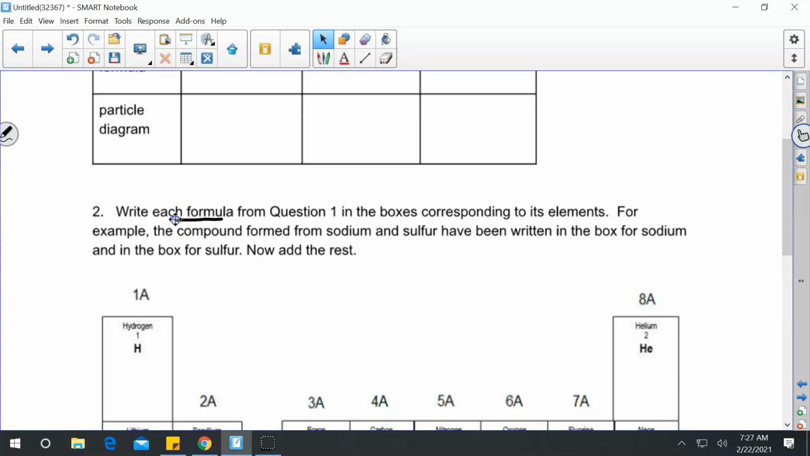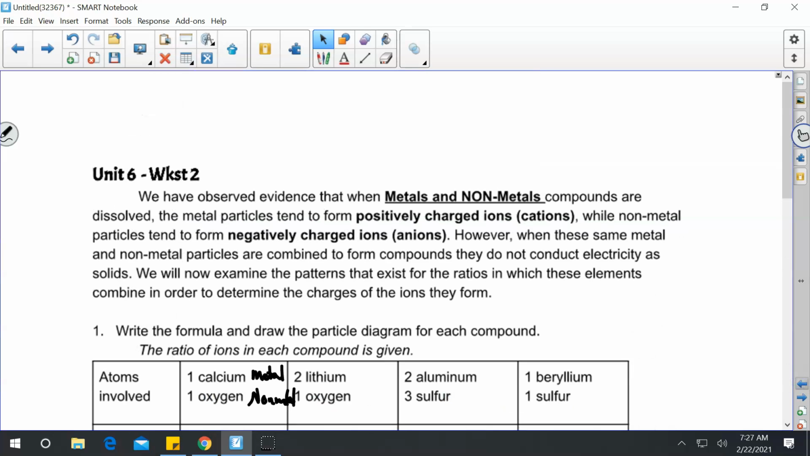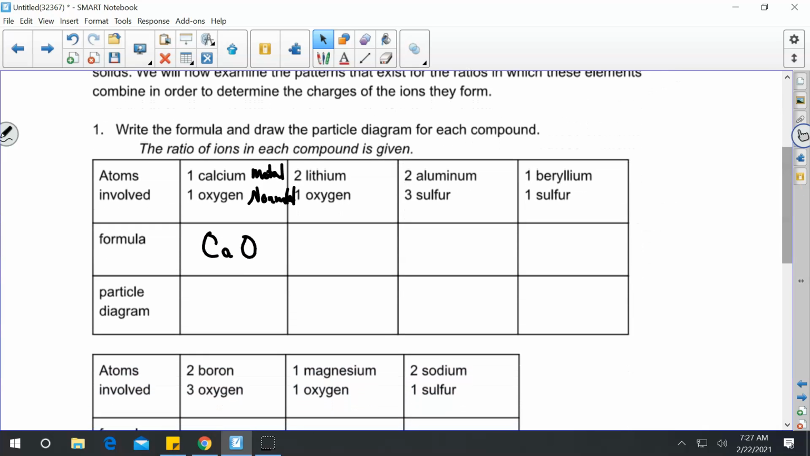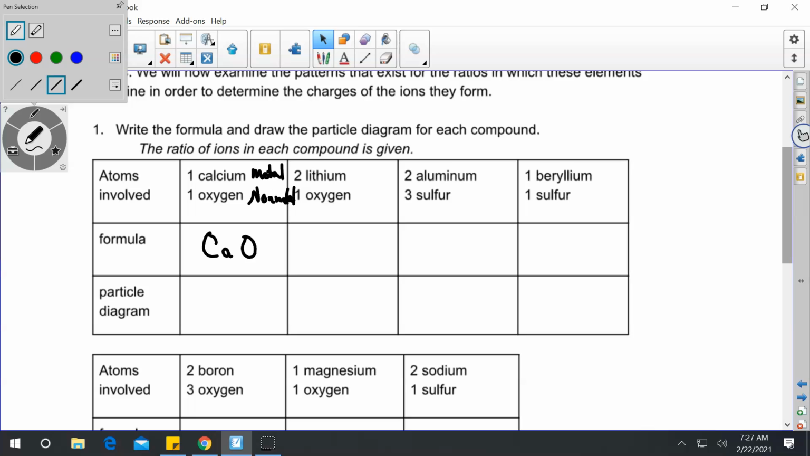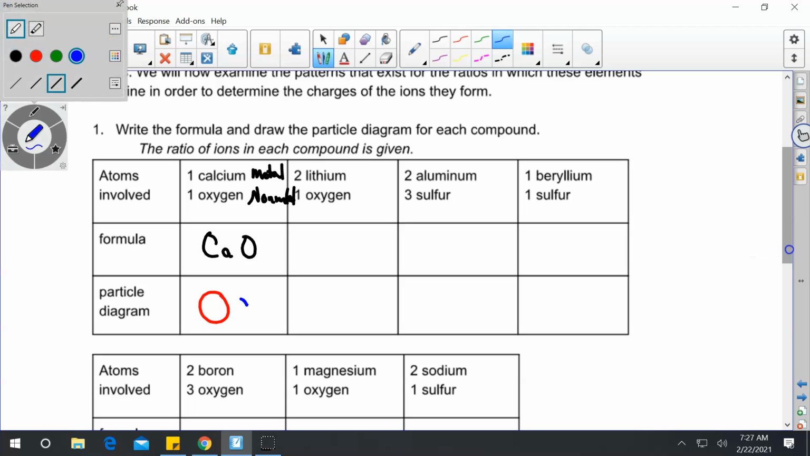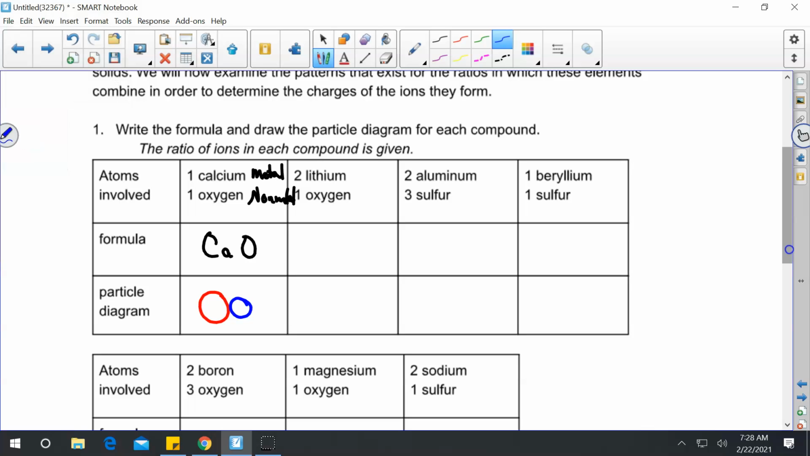So I'm going to go back and do the formula for this one. I had done the compound calcium and oxygen, and now we want to write the particle diagram. We've already written the formula, so we're going to do the particle diagram. I'm going to say there is 1 calcium. I'm going to draw it like this. And then there is 1 oxygen. I'm going to draw it like that. So I'm just going to do 2 circles, make them different sizes to say yes, they're 2 different substances that are combined to make this compound.